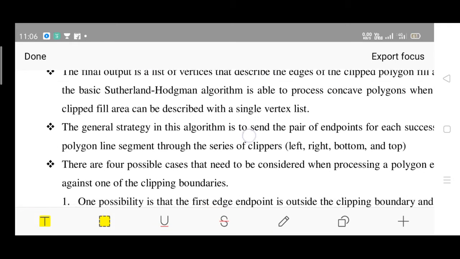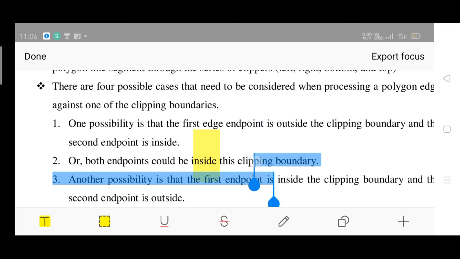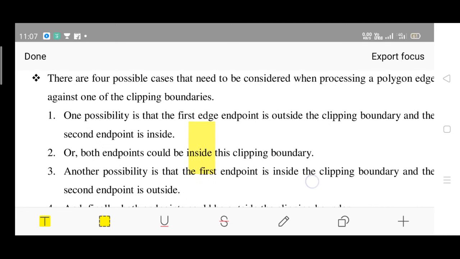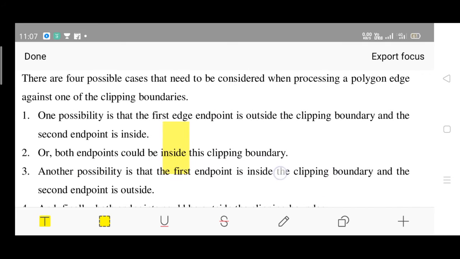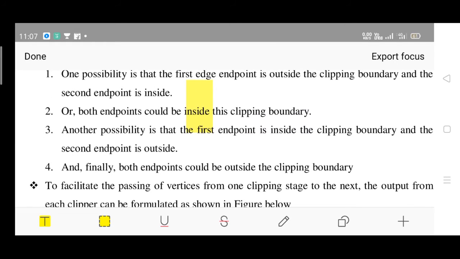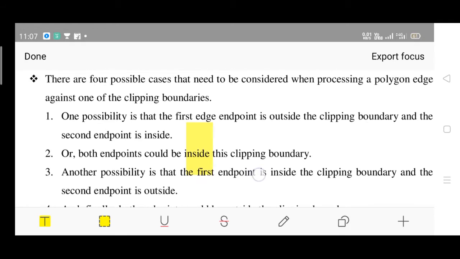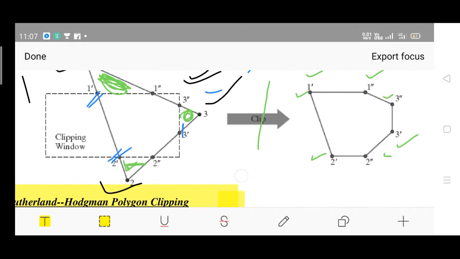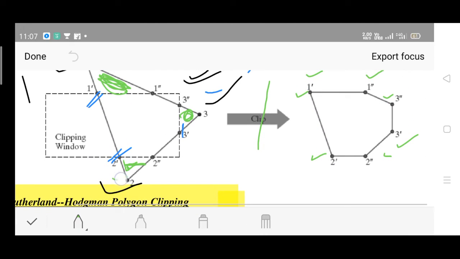Let us go for the next one. Another possibility is that the first endpoint is inside the clipping boundary, and the second endpoint is outside, of course. And finally, both endpoints could be outside the clipping boundary. Both endpoints could be outside the clipping boundary, as you can see.